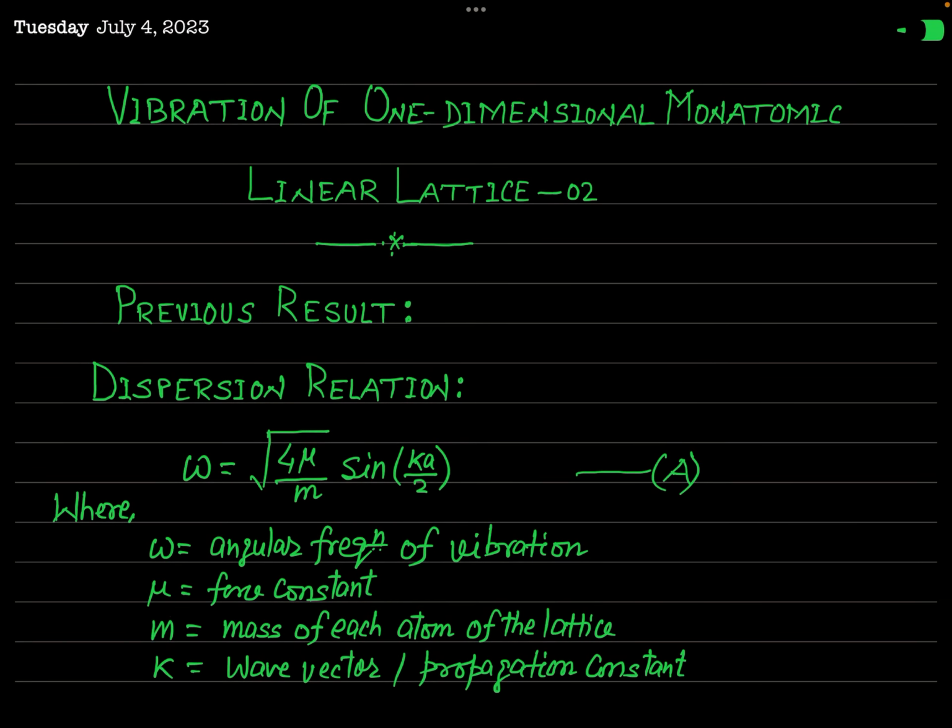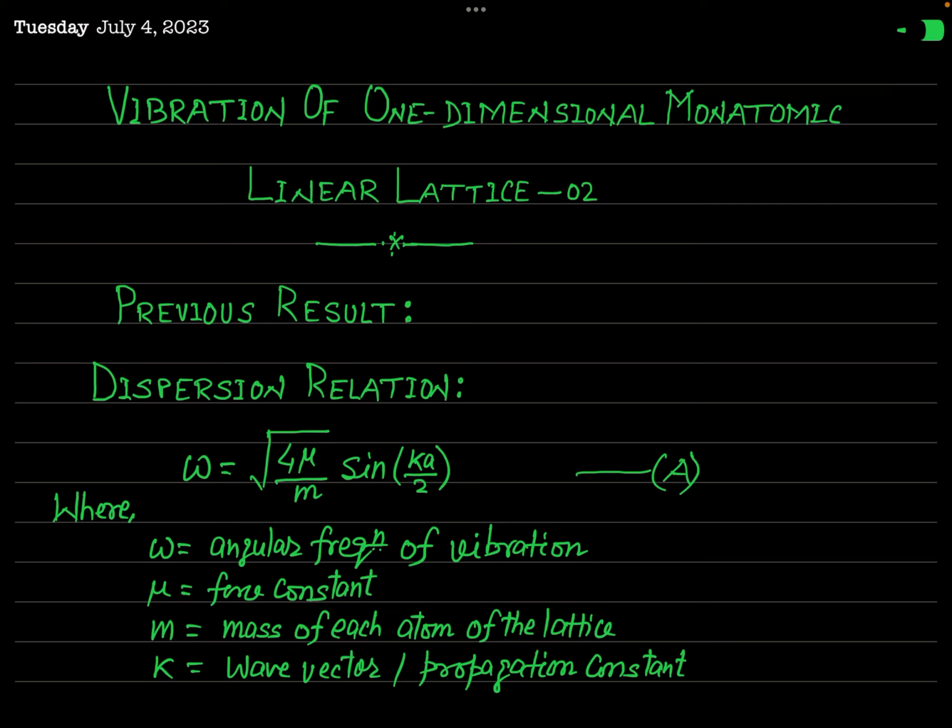Today we are going to see the second part of the lecture on vibration of one-dimensional monatomic linear lattice. In the first part of this lecture, you have seen a very important result which is called dispersion relation. And as I have told you in that lecture, we will discuss the dispersion relation in the second part.